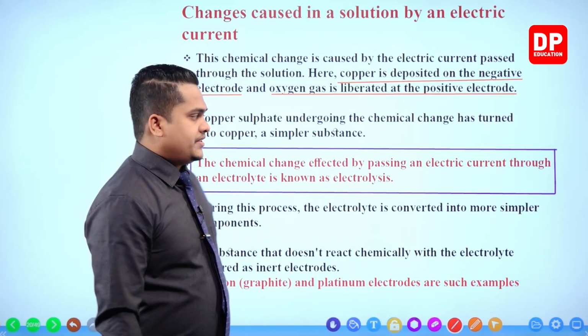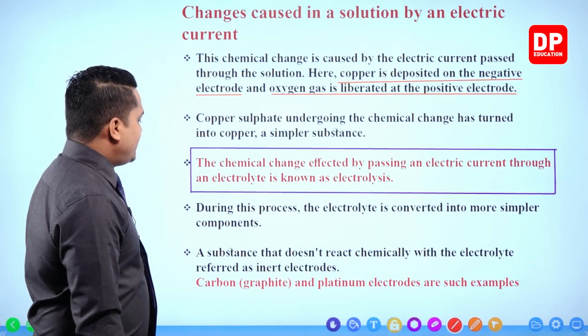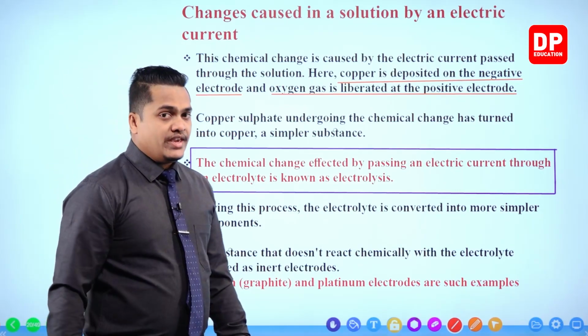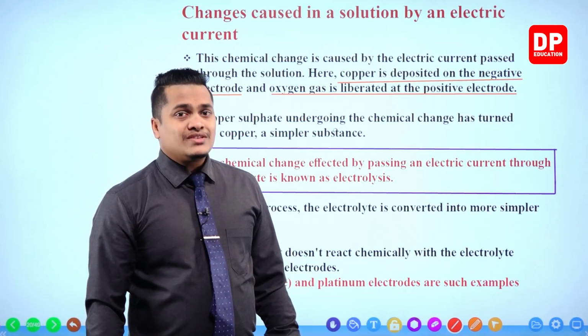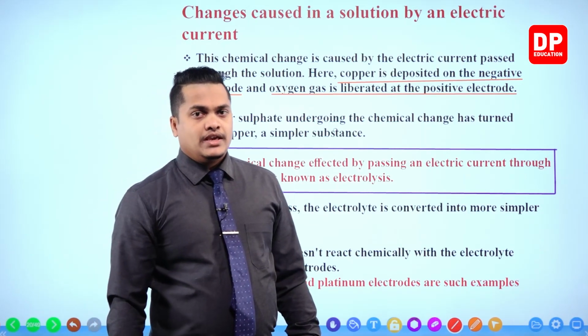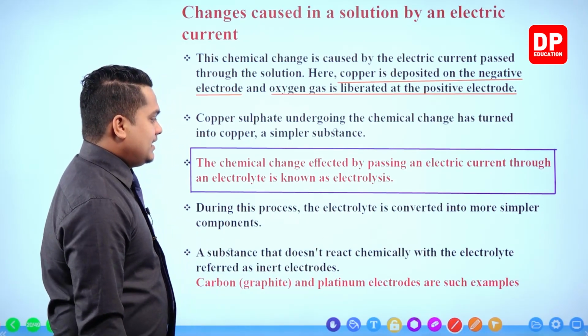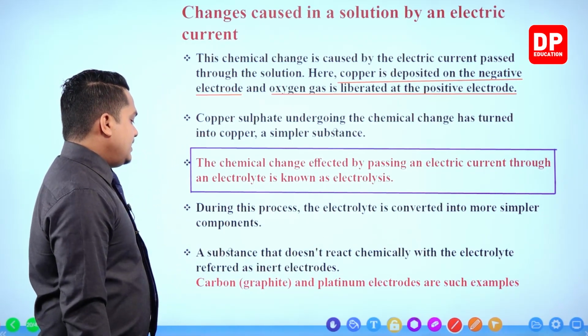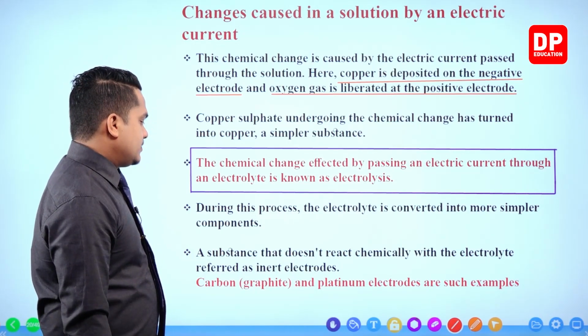During this process, the electrolyte is converted into more simpler components. Very simple components. A substance that doesn't react chemically with the electrolyte is referred to as an inert electrode.